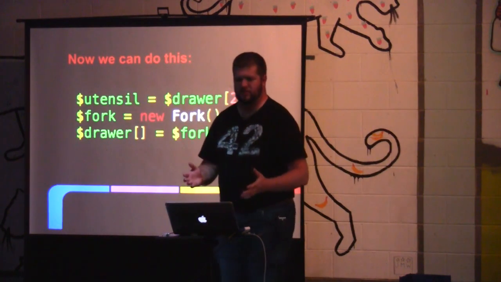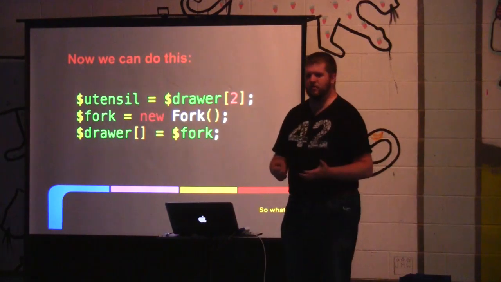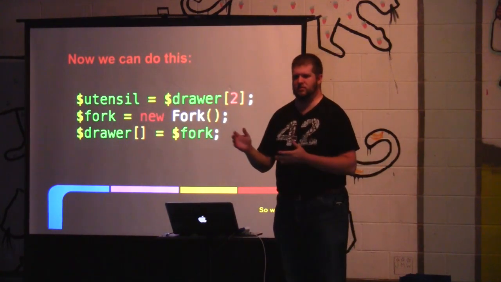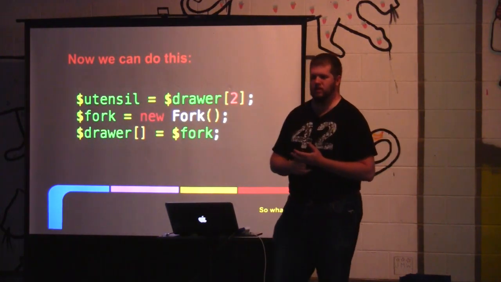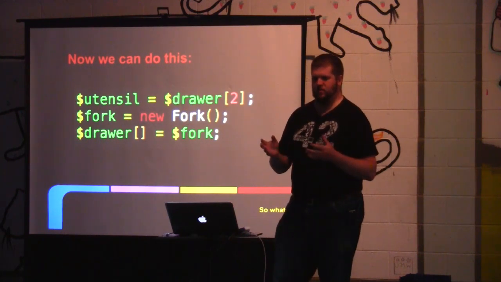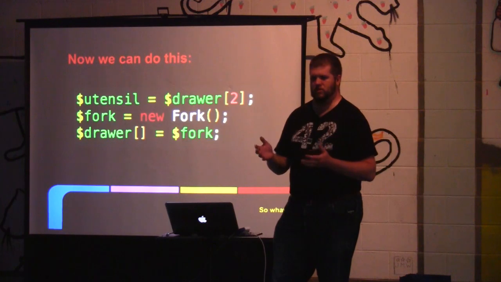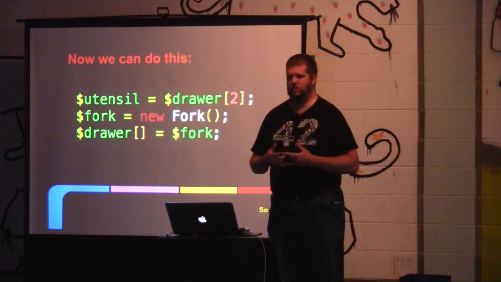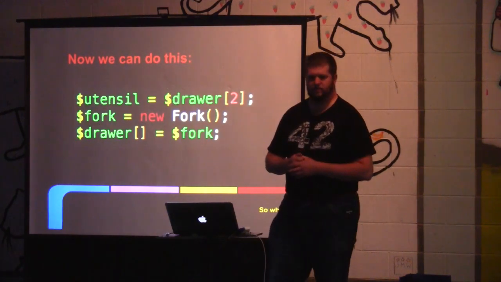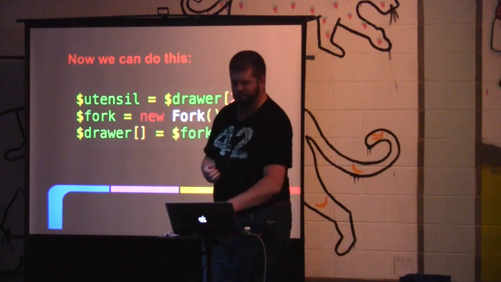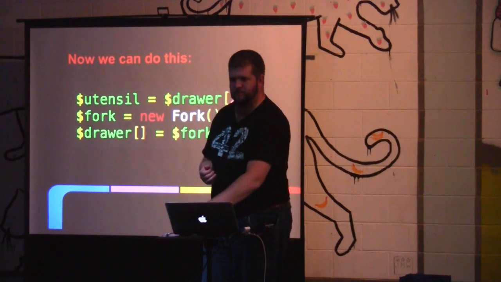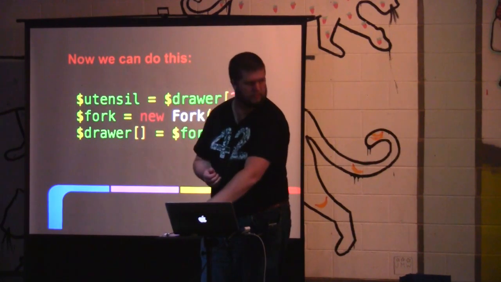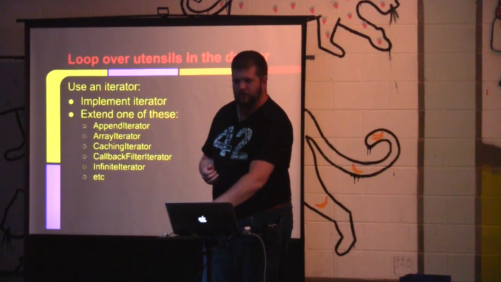So what this allows us to do now is we can retrieve with that first line. So we've got utensil is drawer[2], so whatever was at index 2 is now stored in utensil as well. We can also create a new thing and just stick it in the drawer just with the square brackets. Without doing that array access, we don't have that ability. We would have to make a method like addUtensilToDrawer or something like that. Any questions on that?